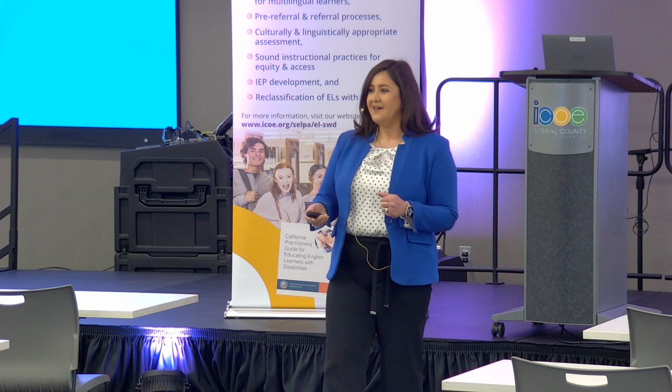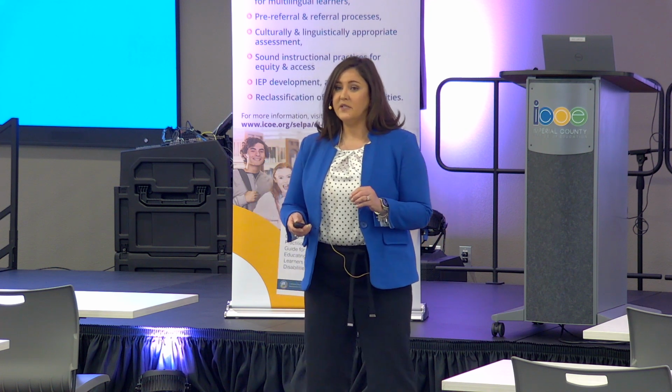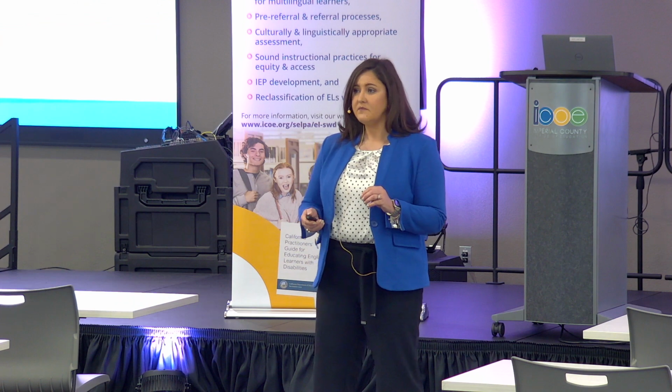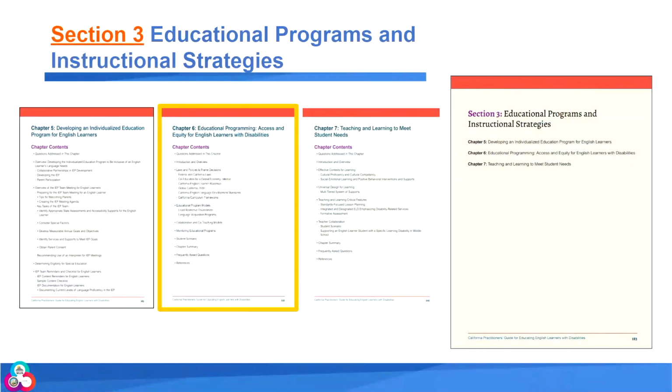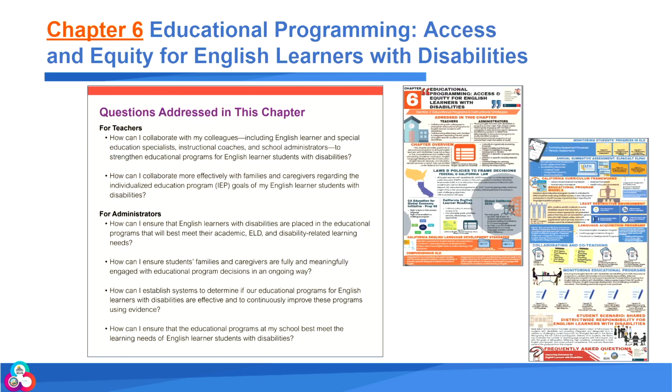This next leg of our day today is going to focus on chapter 6. Chapter 6 is the second chapter in section 3, Educational Programs and Instructional Strategies. Chapter 6 focuses primarily on access and equity for English learners with disabilities.